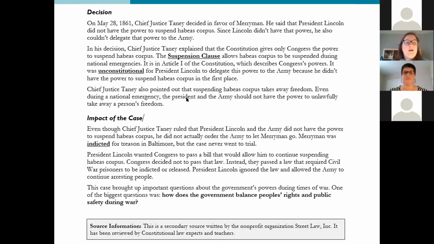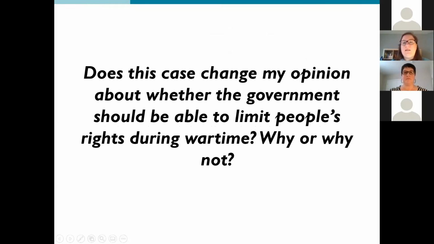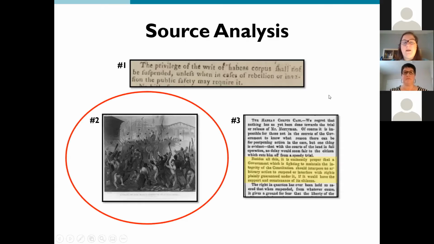So from here, one of the things that you can do is ask your students to think about, because we started with the essential question, now that we've learned more about the Merryman case, does this change their opinion about whether the government should be able to limit people's rights during wartime? Why or why not? And to cite some information from the case in order to answer that question. So this doesn't change my opinion because in Merryman, blah, blah, blah. So that's one option for follow-up.